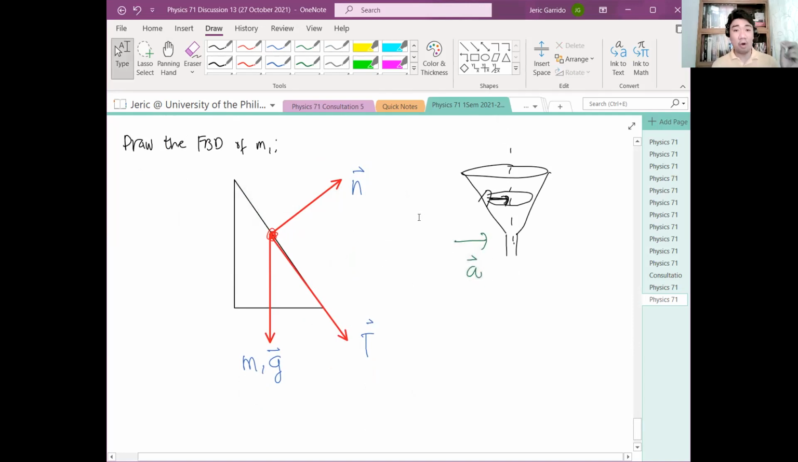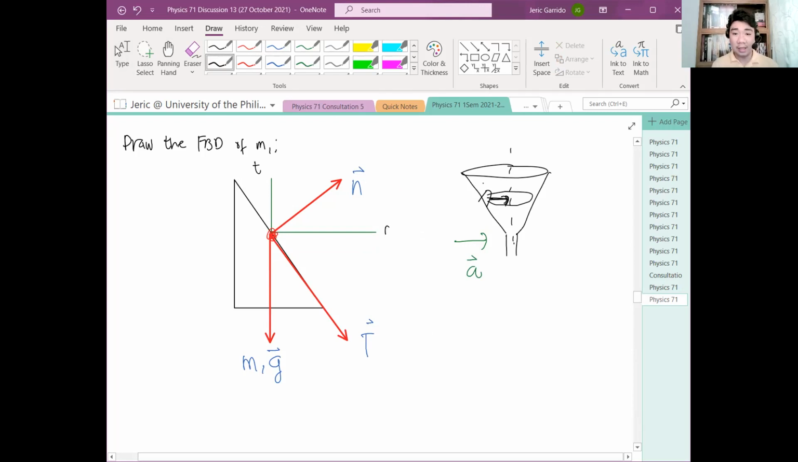Now I will write a coordinate system. I will construct a coordinate system such that the direction of the acceleration is parallel to one of the axes. So in that case, I will create a coordinate system, one parallel and one perpendicular to the axis of the funnel. The one perpendicular to the axis of the funnel is the radial direction, and the one parallel to the axis of the funnel is the tangential direction.